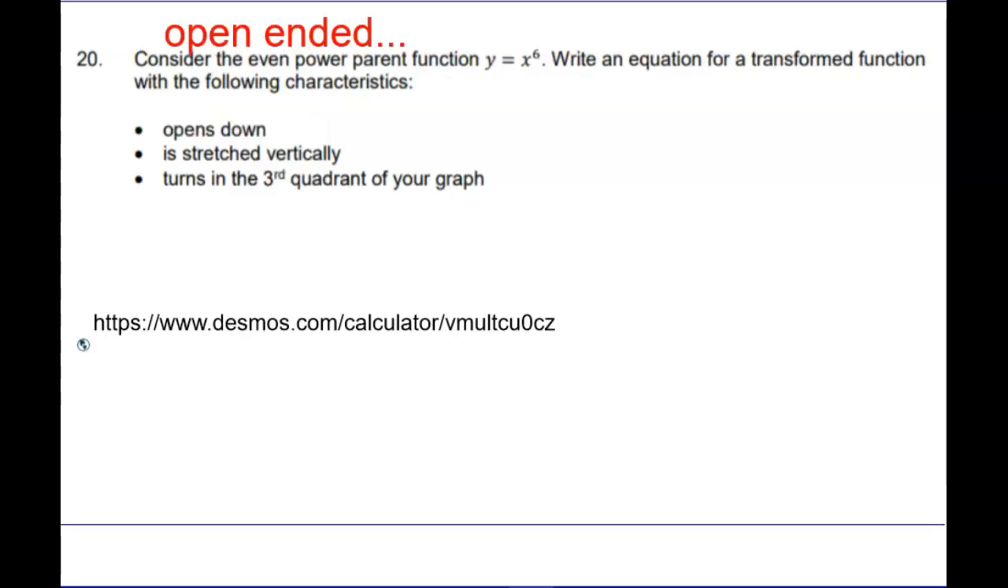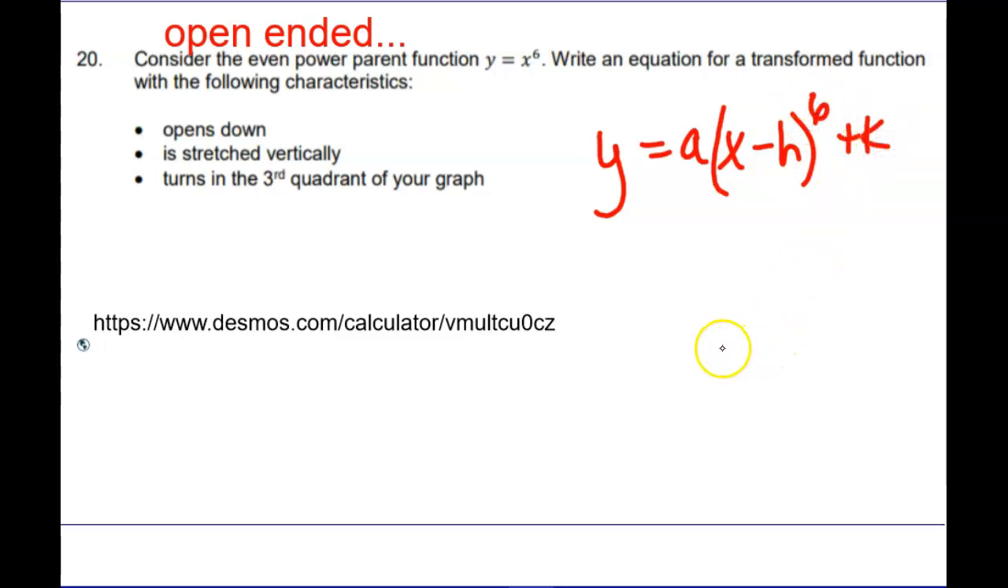We're skipping that one. We're going to 20. This is really an open-ended question. We have this weird power function over here. Y equals a times x to the 6th. It would look like a times x minus h to the 6th plus k, if we were going to do some shifting with it. The power function itself looks like this.